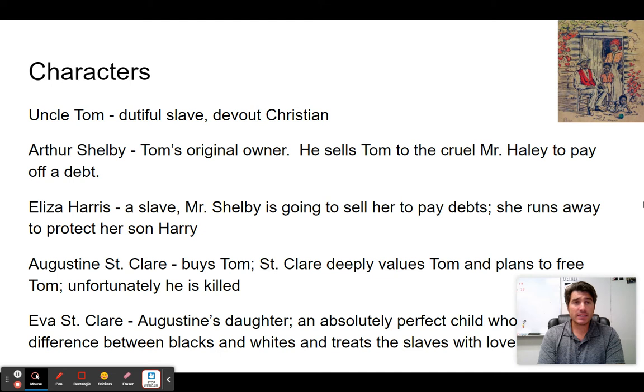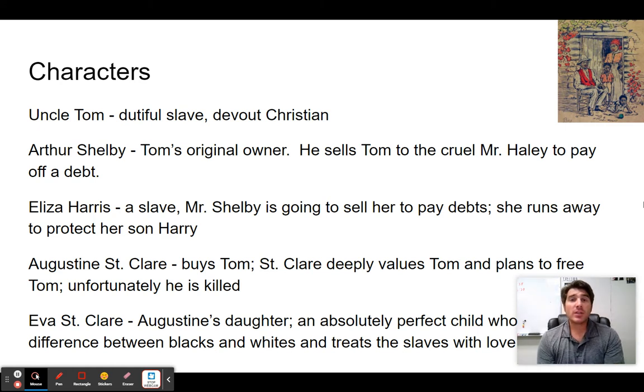Eliza Harris is the other slave that is sold. Mr. Shelby is going to sell her as well to pay his debts. The problem is Eliza has a son. Anyway, we'll go over the plot more in a little bit, but Eliza is also one of the slaves.